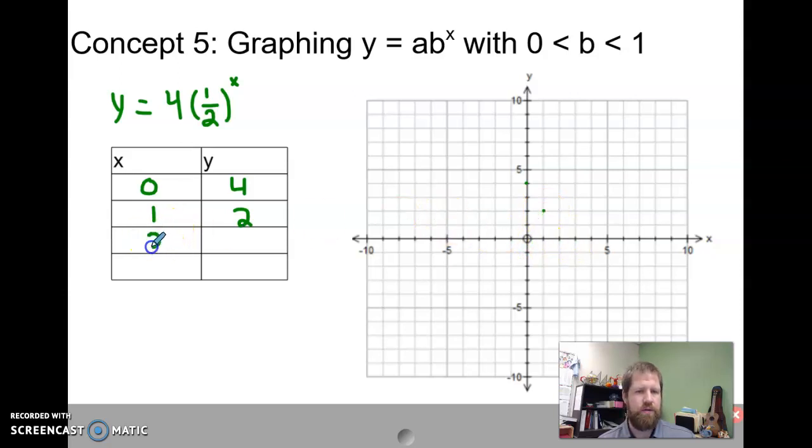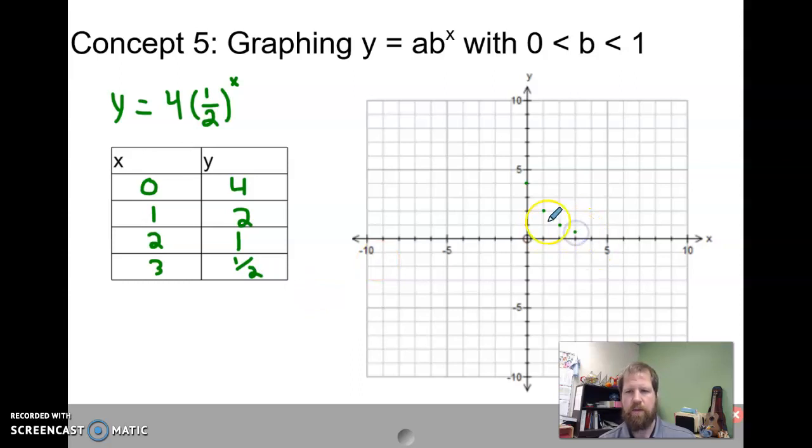At 2, we've got 1/2 raised to the power of 2, or 1/2 squared, which would be 1/4. 4 times 1/4 is 1. So at 2 we've got 1. And if we went to 3, we've got 1/4 when we go to the power of 2, so then we're going to have 1/8 if we go to the power of 3. 1/8 times 4 is going to be 1/2.